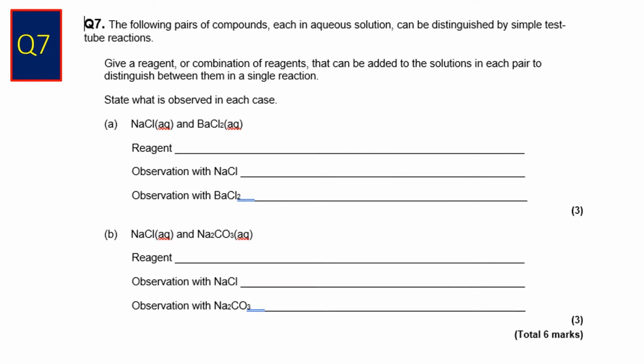So question 7, the following pairs of compounds, each in aqueous solution, can be distinguished by simple test tube reactions. Give a reagent or combination of reagents that can be added to the solutions in each pair to distinguish between them in a single reaction.